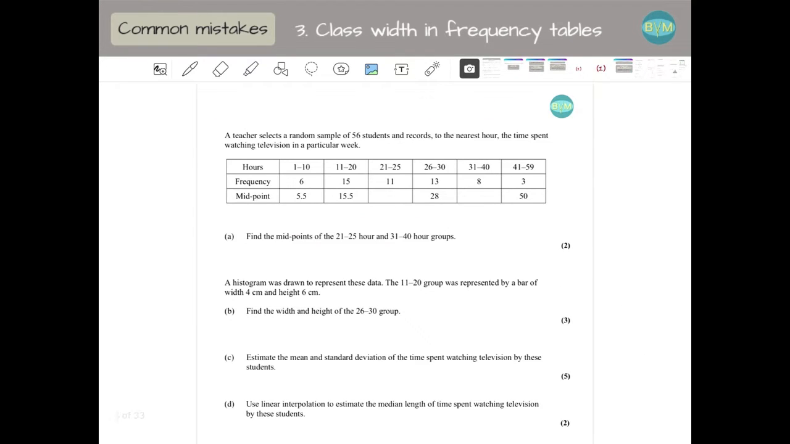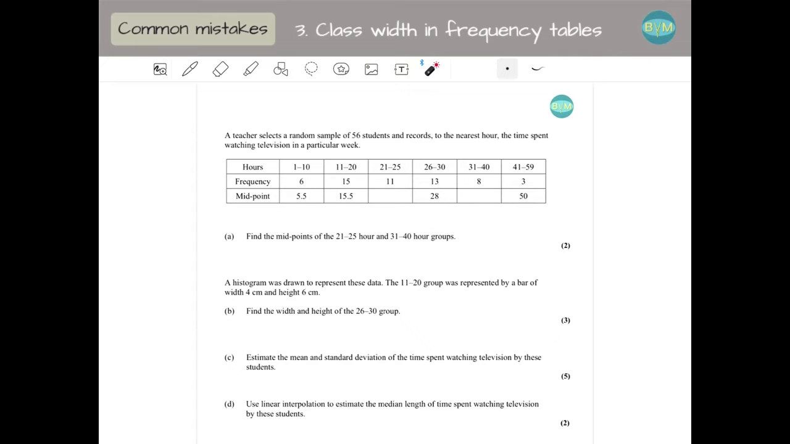It's a histogram question. A teacher selects a random sample of 56 students and records, to the nearest hour, the time spent watching television in a particular week. So you have hours and number of students, and they give you just the midpoint for help. Find the midpoints of the 21-25 hours and the 31-40 hours groups. So these are the two midpoints that we are missing.